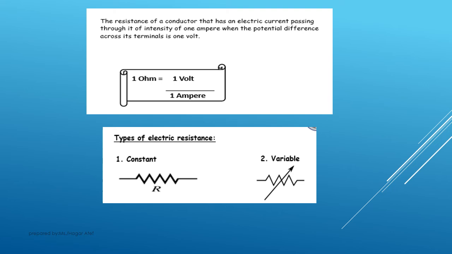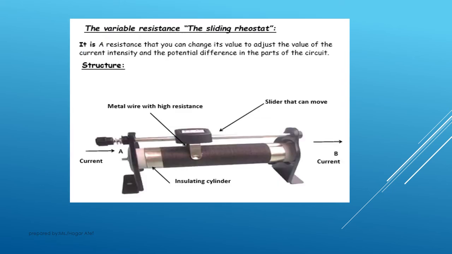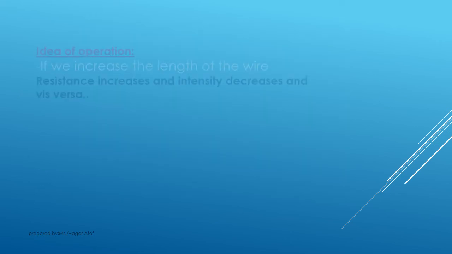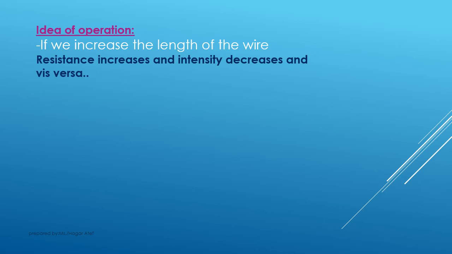Types of electric resistance: constant and variable. The variable resistance is a sliding rheostat. It is a resistance that you can change its value to adjust the value of current intensity and the potential difference in the parts of the circuit. And this is its structure. Idea of operation: if we increase the length of the wire, resistance increases and intensity decreases, and vice versa.